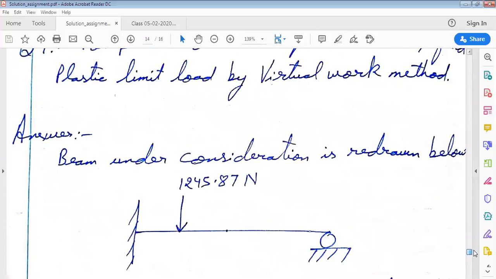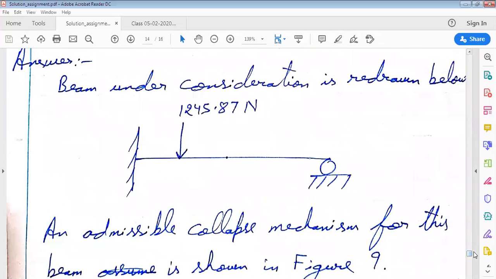Now let us solve the same problem using principle of virtual work. So the beam under consideration is on our screen, and this beam is experiencing a load of 1245.87 Newton in the vertical direction at a distance of L by 4 from the left end, where L is 1 meter in this case. So this beam is experiencing a load of 1245.87 Newton at a distance of 0.25 meters from the left end.